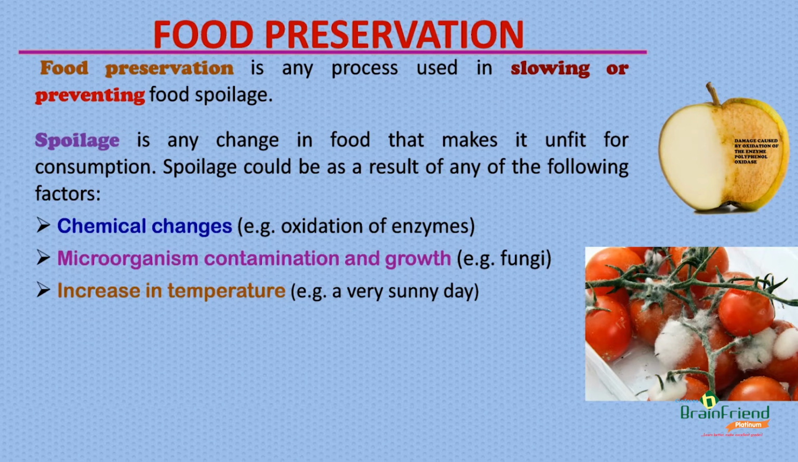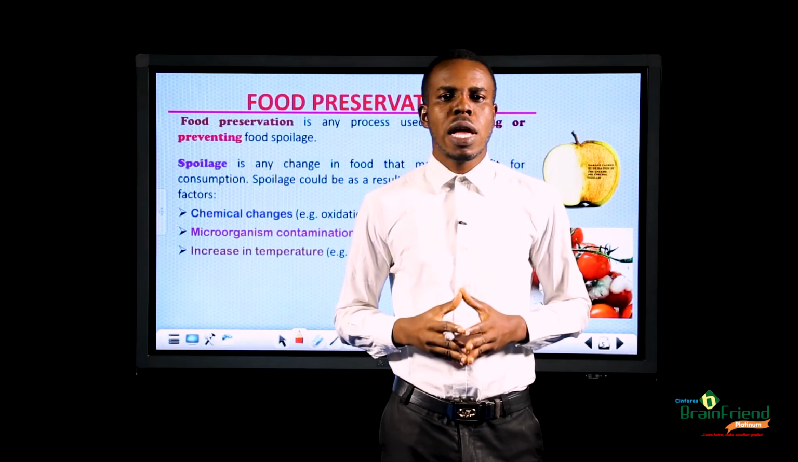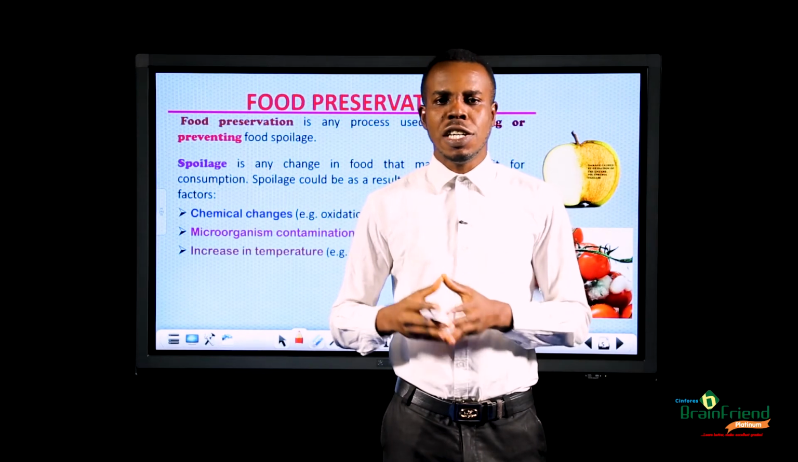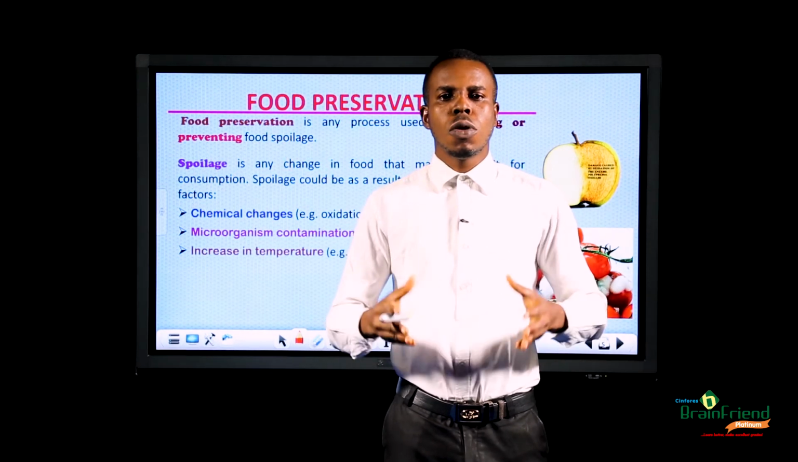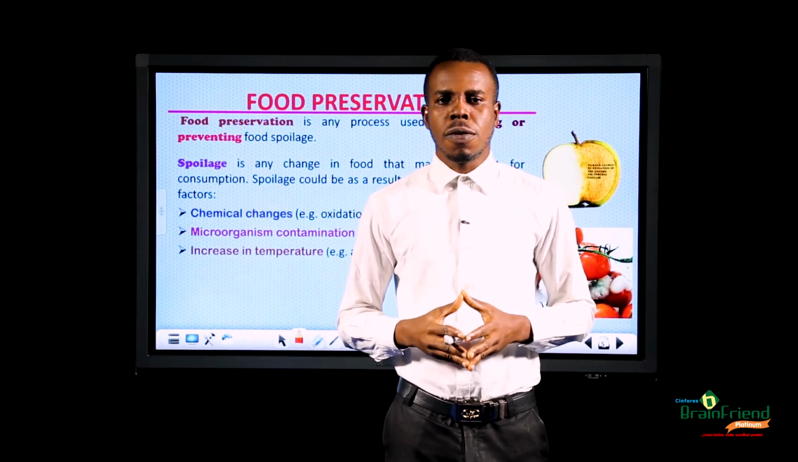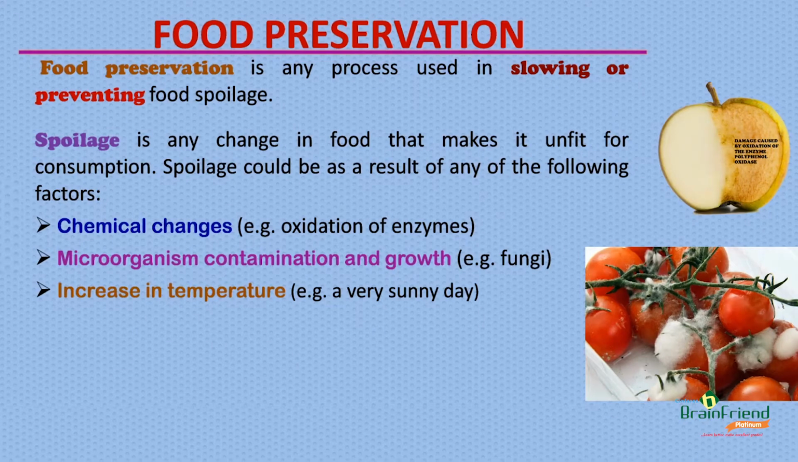Food preservation is any method used in slowing or preventing food spoilage. When we talk about spoilage, we mean any change in food that makes it unfit for consumption. It could occur as a result of any of the following factors. One is chemical changes in food. An example is oxidation of enzymes.